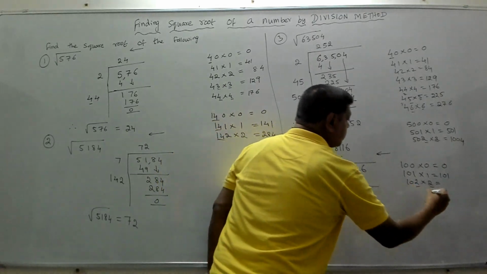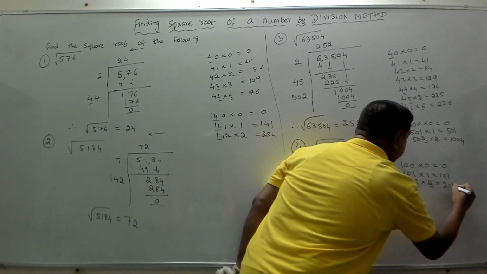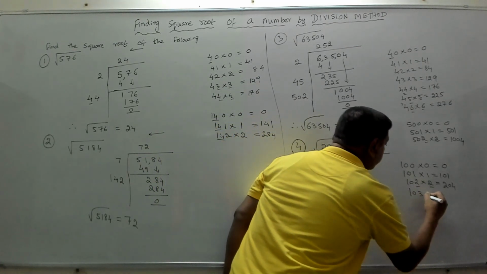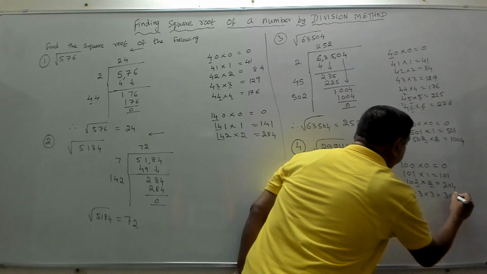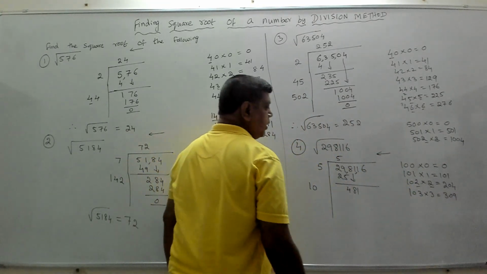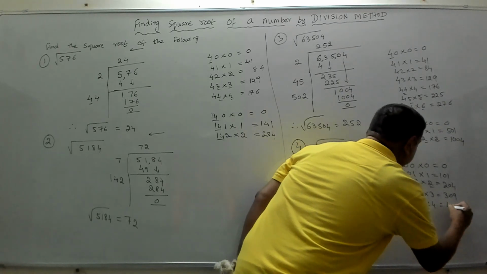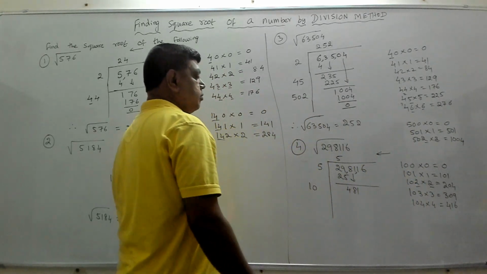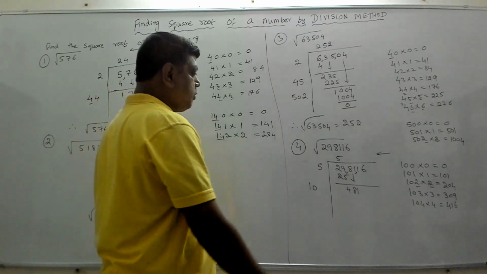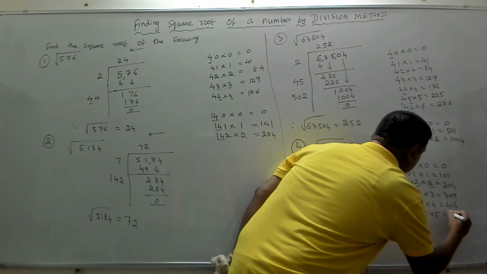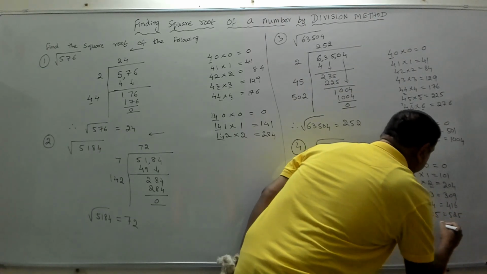So 102 into 2 is how much? 204. But what should we get? 481. Till that, we try 103 into 3. That will be 309. Then 104 into 4. That will be 416. But we need 481. So we'll try 105 into 5. 105 into 5 is 525.